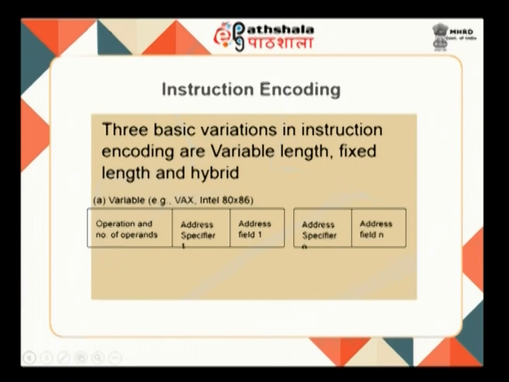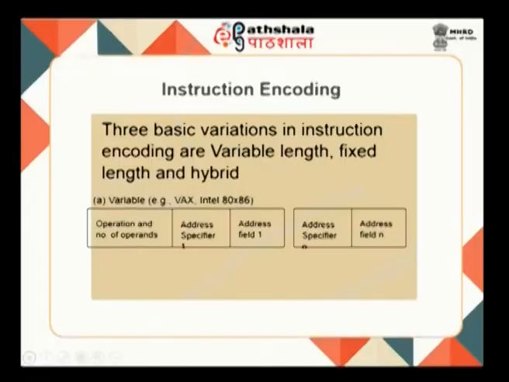Now, once you have decided on the types of operands, their sizes, the different types of instructions that you are looking at, and various things such as addressing modes, you will have to pack all this in the form of an instruction format. So, you will have to look at instruction encoding. For instruction encoding, you can look at a variable format or a fixed format. There are three basic variations: a variable format, a fixed format and a hybrid format. A variable format gives you a lot of flexibility.